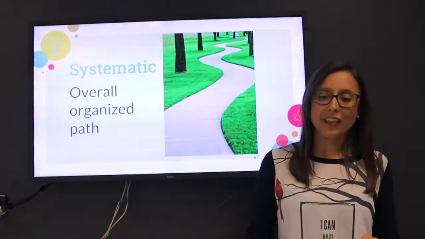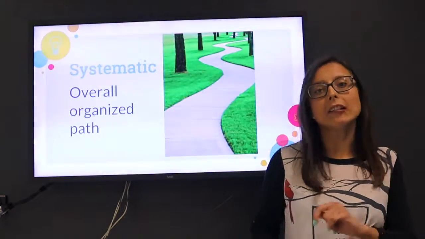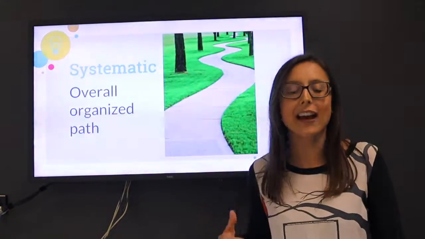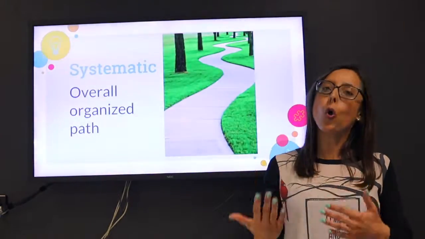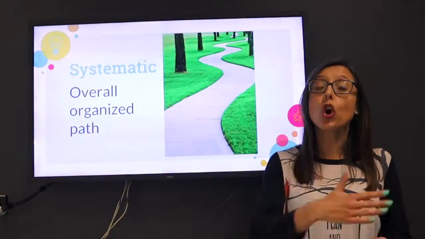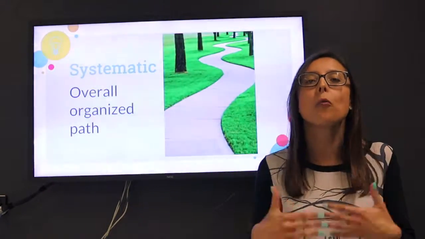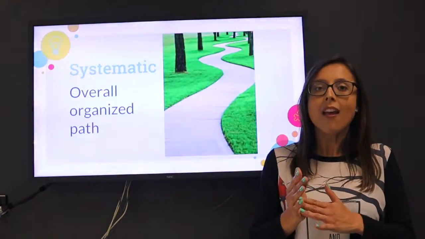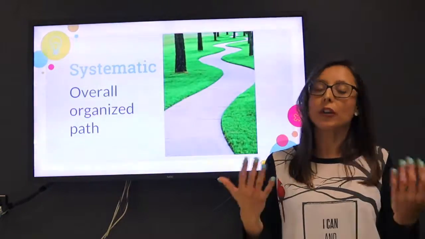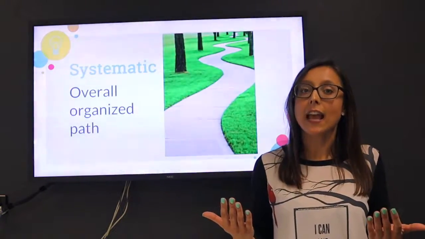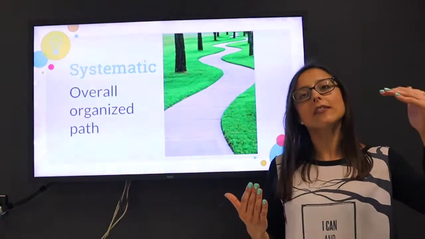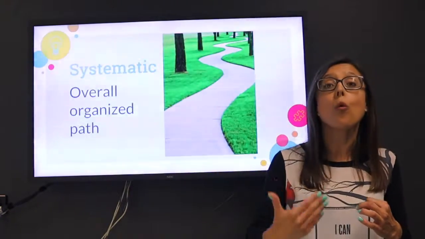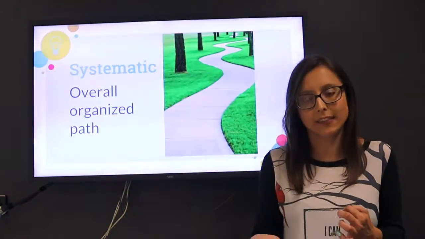So let's start with systematic. Our interlanguage is systematic because it is an overall organized path. That means that all second language learners go through an overall path when learning a language, as the picture shows for you. All the languages have a lot of different characteristics. However, they have a set of principles and a set of rules that learners have to go through while acquiring it.